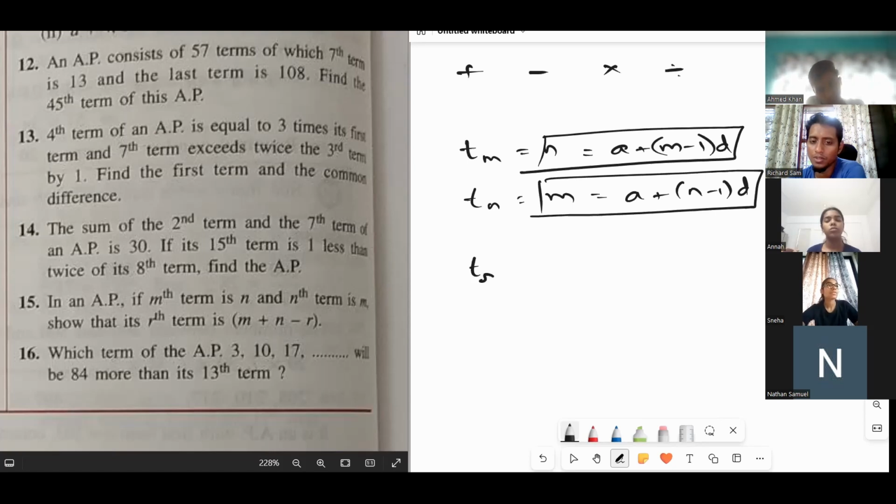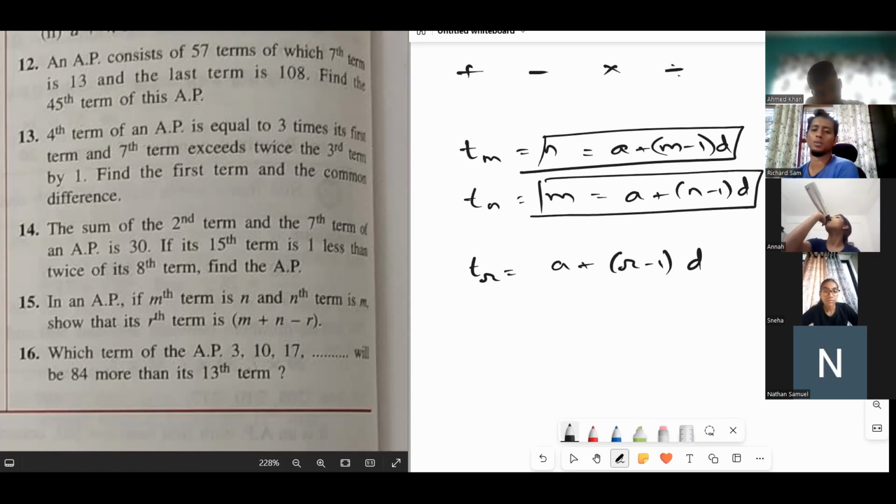So Tr would be what? a plus r minus 1 into d, correct? We'll have to do some substitutions. From the first and second equation, we have to somehow substitute it here. In your final answer, you need only m, n, and r, which means you need to eliminate a and d.